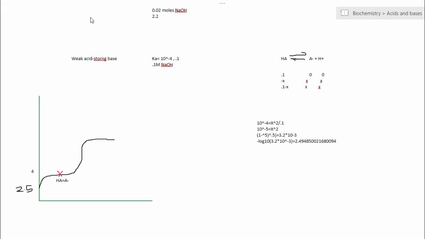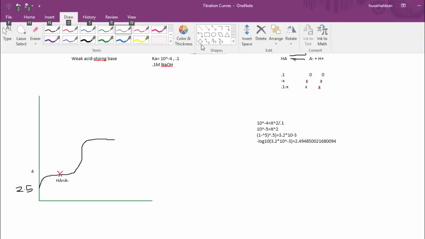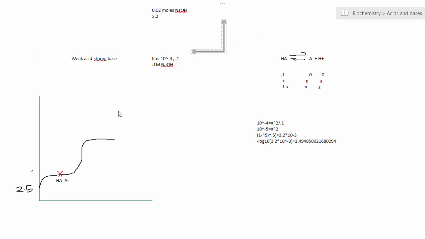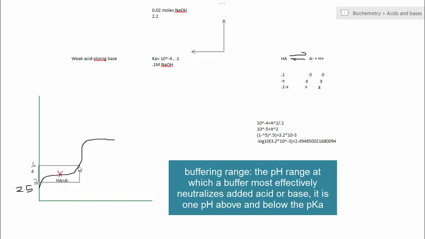Color that. Okay, let's say that this is 5 and this is 3. So this would be 5, and this would be a 3. This is the pH buffering range of this curve, of this buffering system.